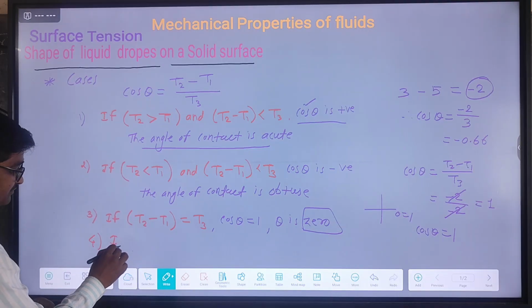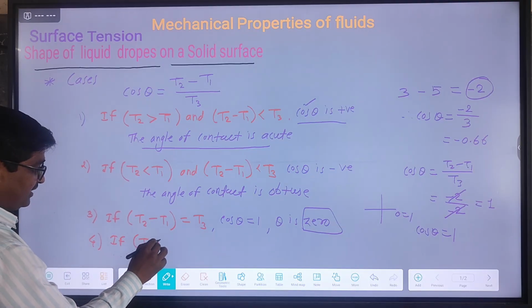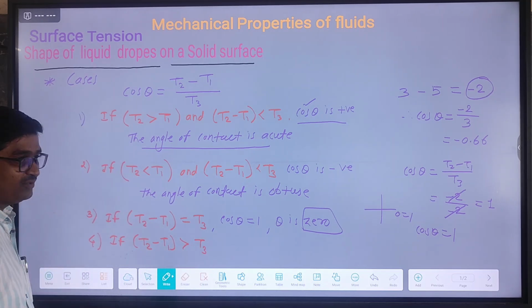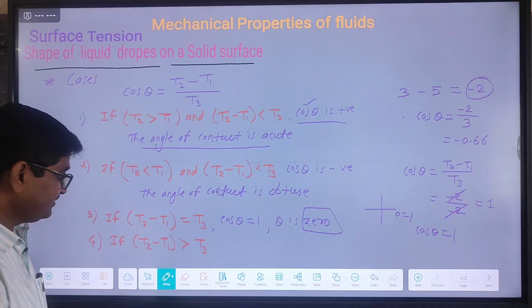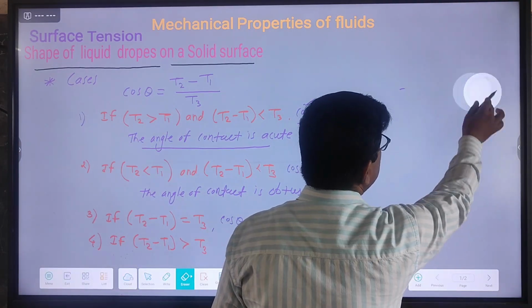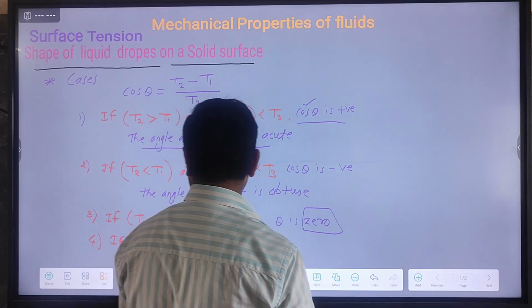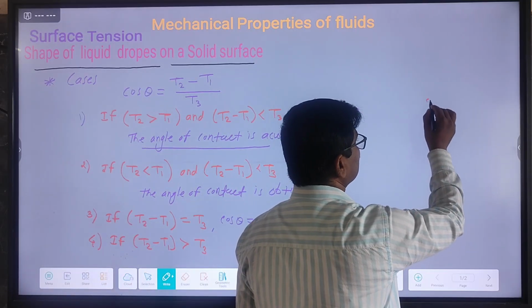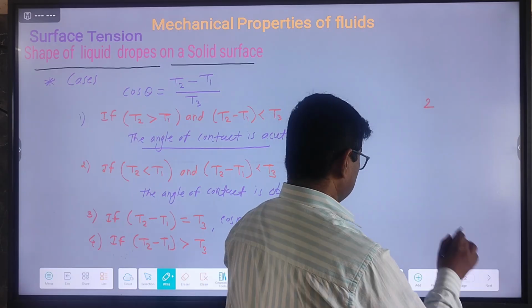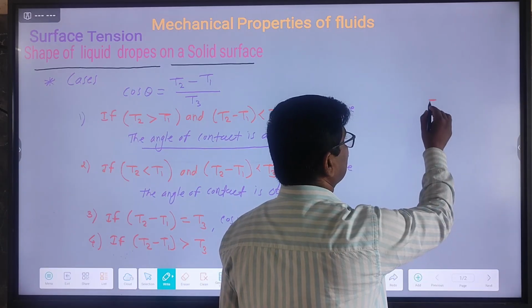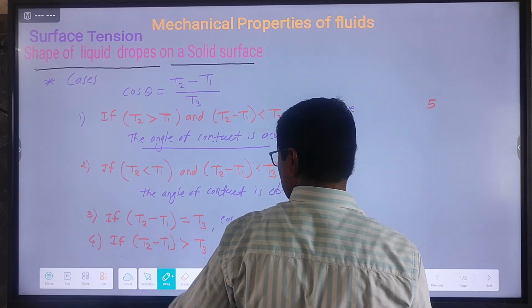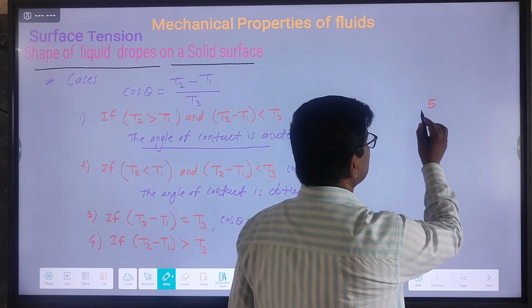Fourth case, if T2 minus T1 is greater than T3. Okay, T2 minus T1 is greater than T3. So what happens when T2 minus T1 is greater than T3? Let's see here. Now T2 minus T1, imagine that it is 2. Otherwise, imagine that it is 5. Okay, T2 minus T1 is 5. Their subtraction is already 5. And T2 minus T1 is greater than T3, so T3 will be smaller.